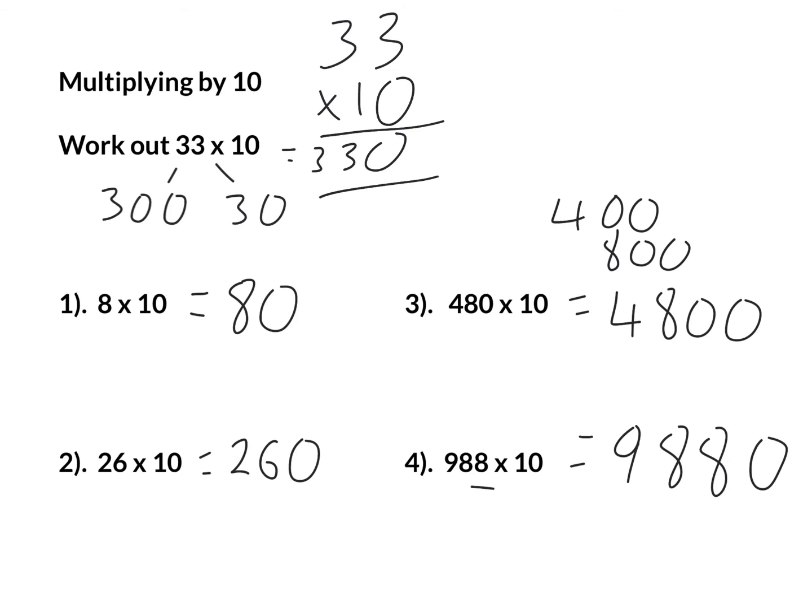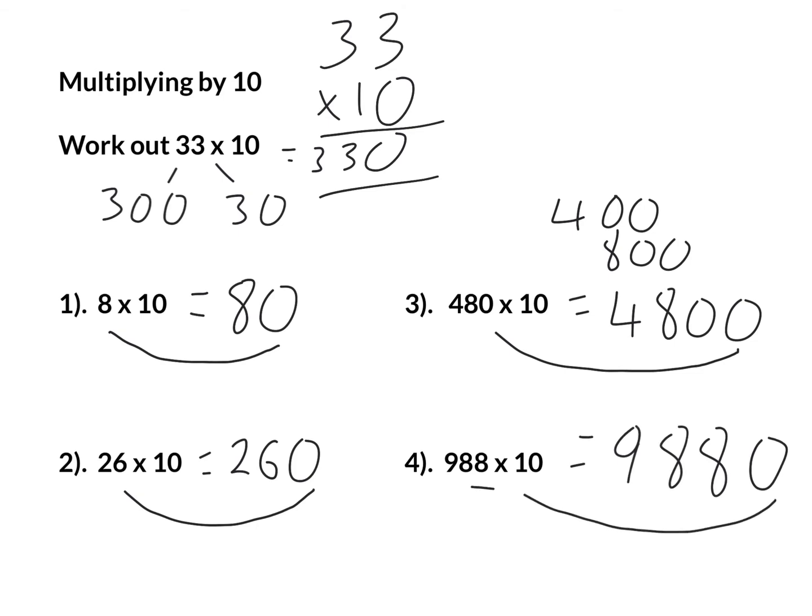Okay, now there's a connection between each of the answers. So when you're multiplying by 10, look at the connection here. So 8 has turned into 80, okay? 26 has turned into 260. 480 has turned into 4,800. And 988 has turned into 9,880. So in each of the answers, a 0 has been added at the end to show that the number has been made 10 times bigger.